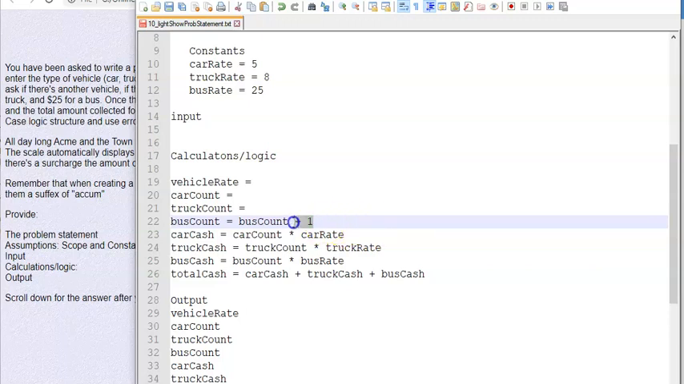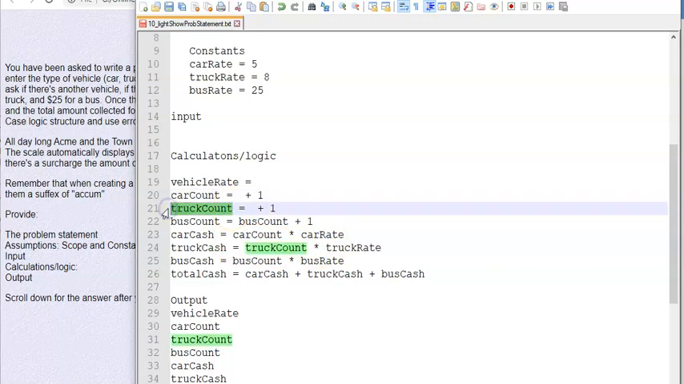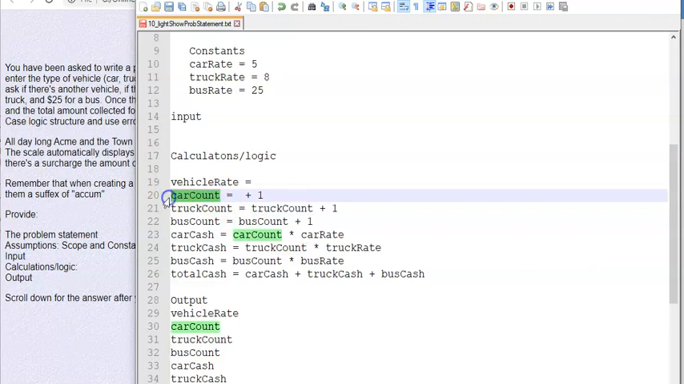So how easy is that? If I copy this, Control C, Control V, Control V, and then I'll just have to copy these. Control C, Control V, Control C, Control V. All right, well, that was pretty easy.